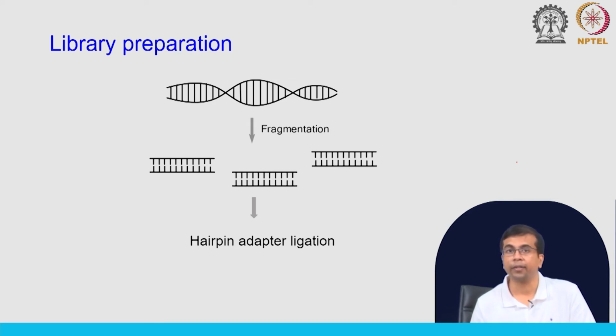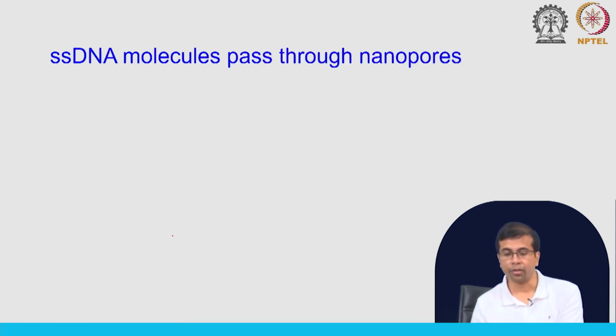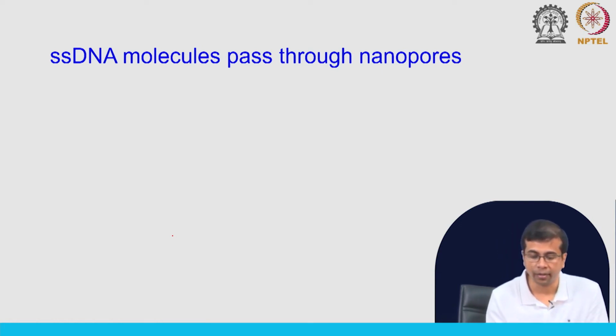And then we have this hairpin adapter ligation. It is a very simple step, there is no amplification required. You simply add this adapter and then you can start the sequencing. So, what happens here? It is something like this. You have a nanopore-like structure.